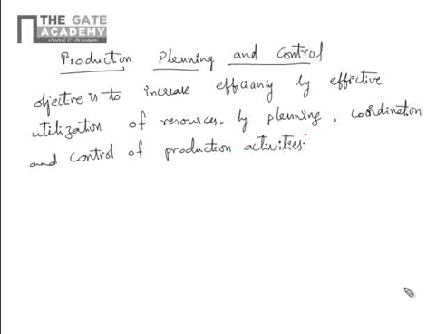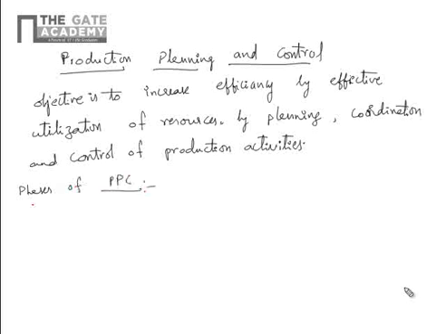So phases, there are three phases in production planning and control. One is pre-planning. Second step is planning different resources. Third step is control. So pre-planning is nothing but product development and designing, process design, workstation design, factory layout and location.